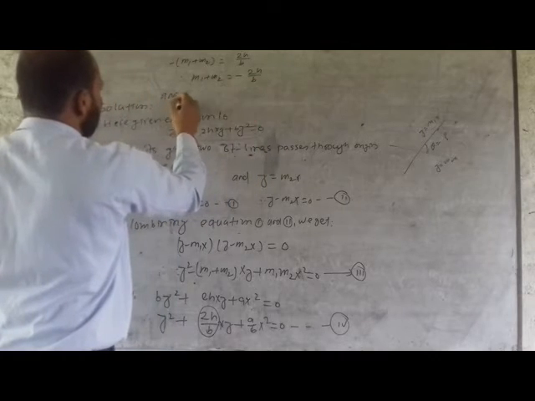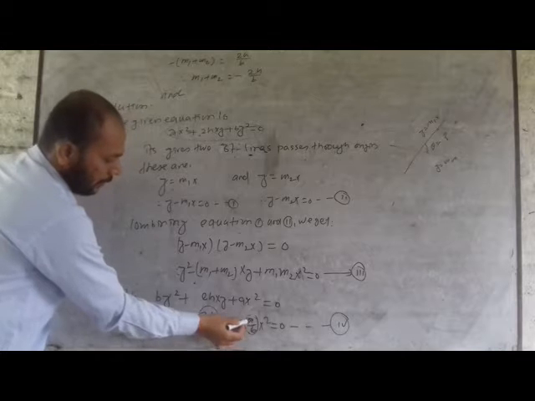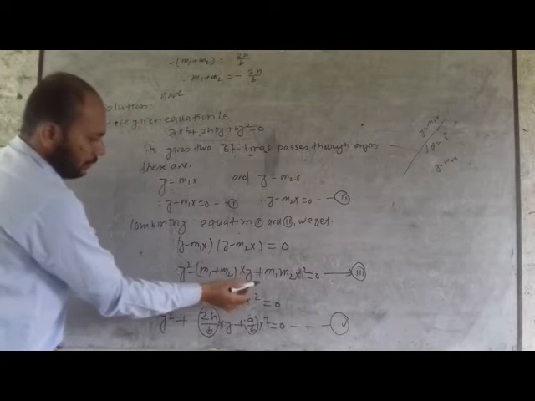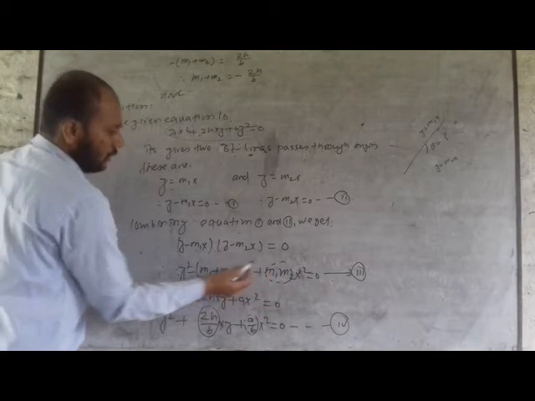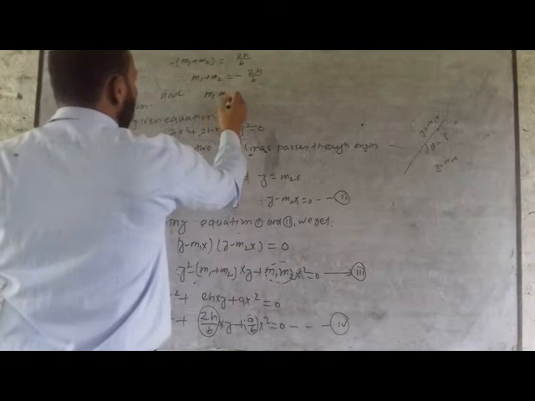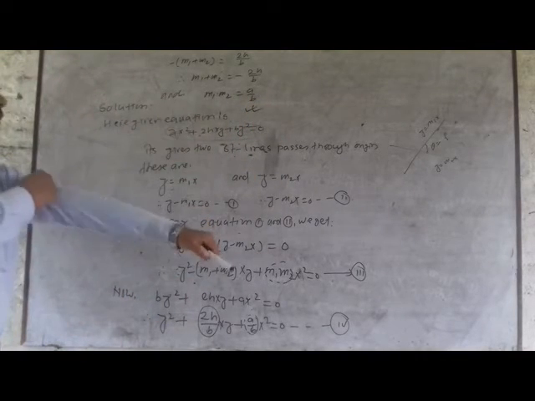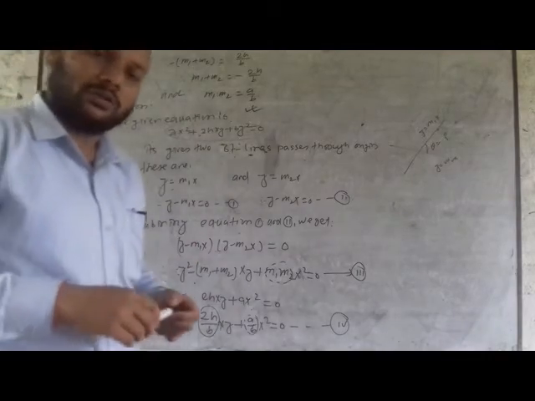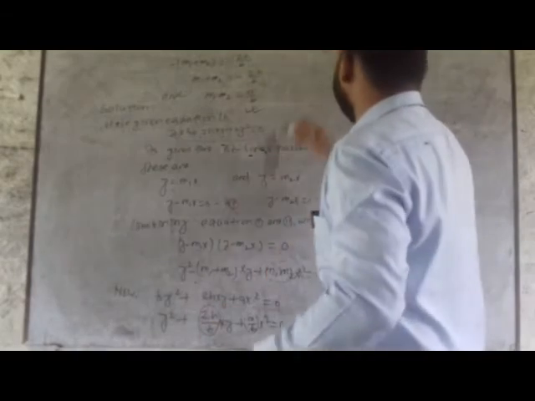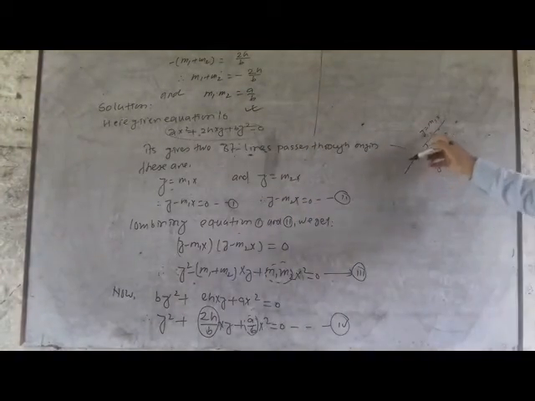And also, what is the coefficient of x square? a by b. And here the coefficient of x square is m1 into m2. So we have m1 into m2 is equal to a by b. And dear students, first you should find the result of m1 plus m2 and m1 into m2 from the conditions, and then we have the angle between these two lines be theta.